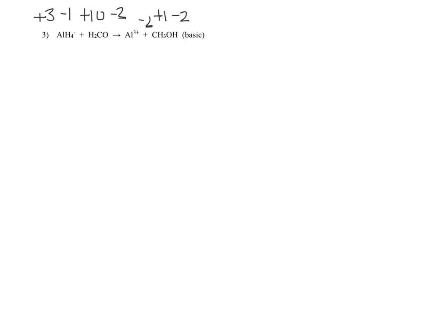Step 2 says to split up your reaction into the 2 half reactions. So you can tell that the AlH4- will go with the Al3+. And then on the other one, it'll be H2CO yields CH3OH.